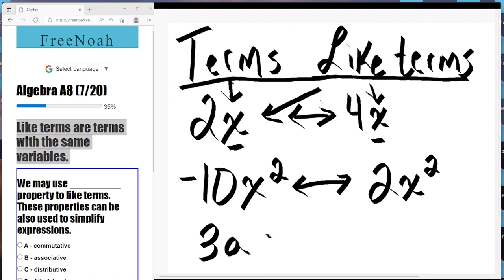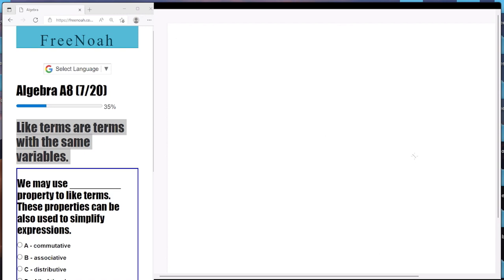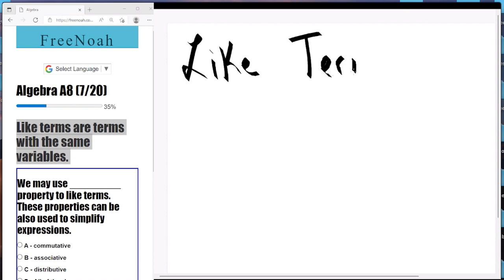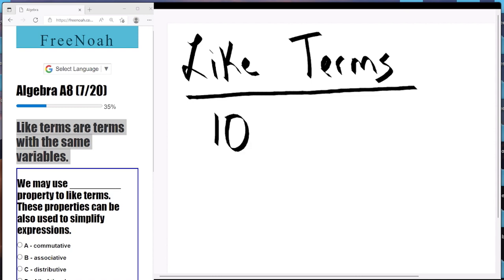How about 3a and 3a? Are these like terms? Yes, they are. They both have the same coefficient, but that's not exactly what classifies them as like terms. It's the simple a that makes them like terms. So, like terms. Let's give you another example.